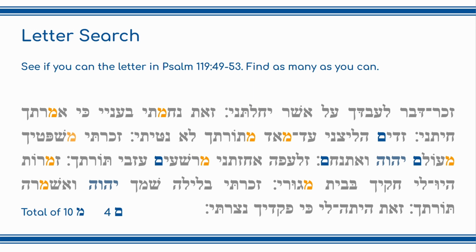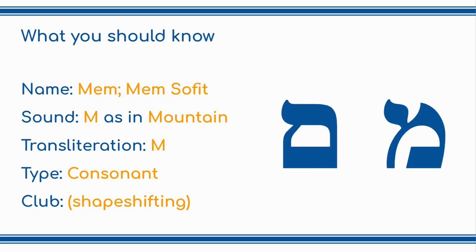And here's the letter tet. Remember, this has a gap on the top, and the mem has a gap on the bottom. Okay, so moving on. What you should know from this lesson before you continue: you should know the name of this letter, that it's mem, and that this is mem sofit. You should know they have the same sound, both of them. It doesn't matter whether it is this mem or this mem. They will always have the M sound, as in mountain. They're both transliterated with an M, and it's a consonant.